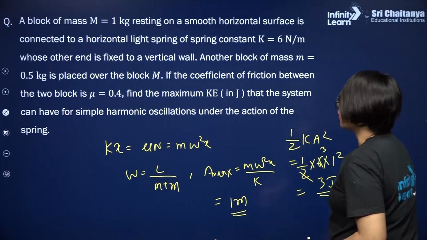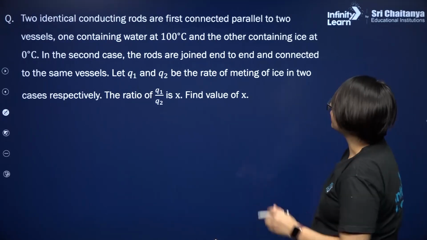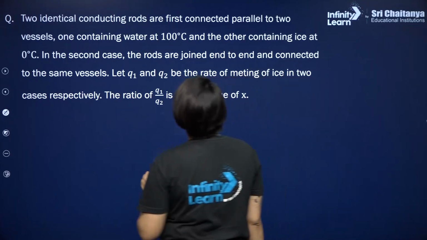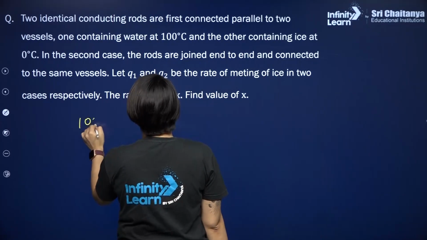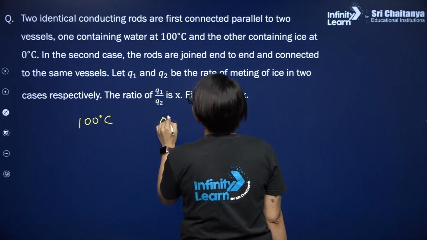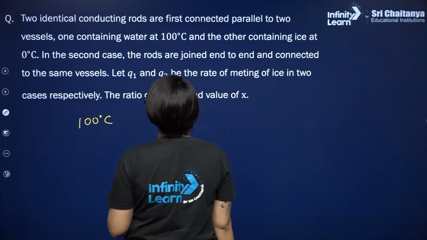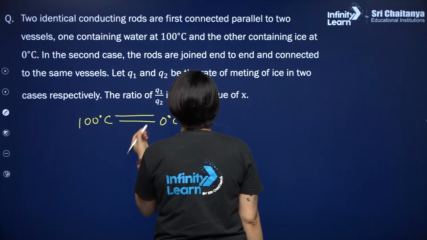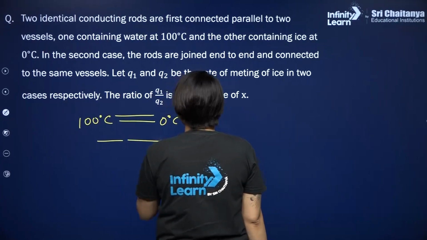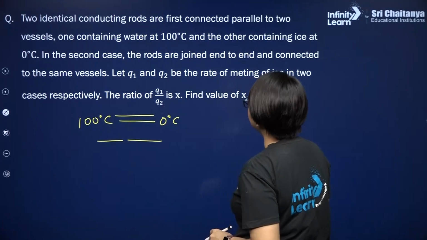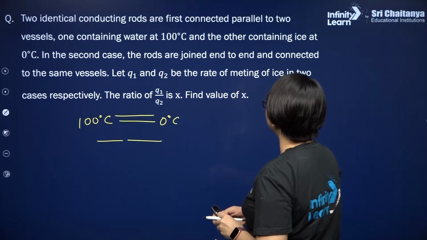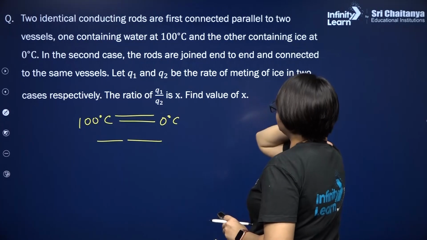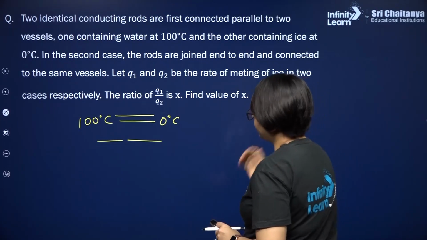Okay. Now, next is this one. Two identical conducting rods are first connected parallel to the vessel, one containing water at 100 degrees Celsius and other ice at 0 degrees Celsius. In the second case, the rods are joined end to end. Initially, the rods are connected in parallel. Now, they are connected in series like this. If Q1 and Q2 be the rate of melting of ice in two cases respectively, then the ratio of Q1 upon Q2 is x. Find the value of x.